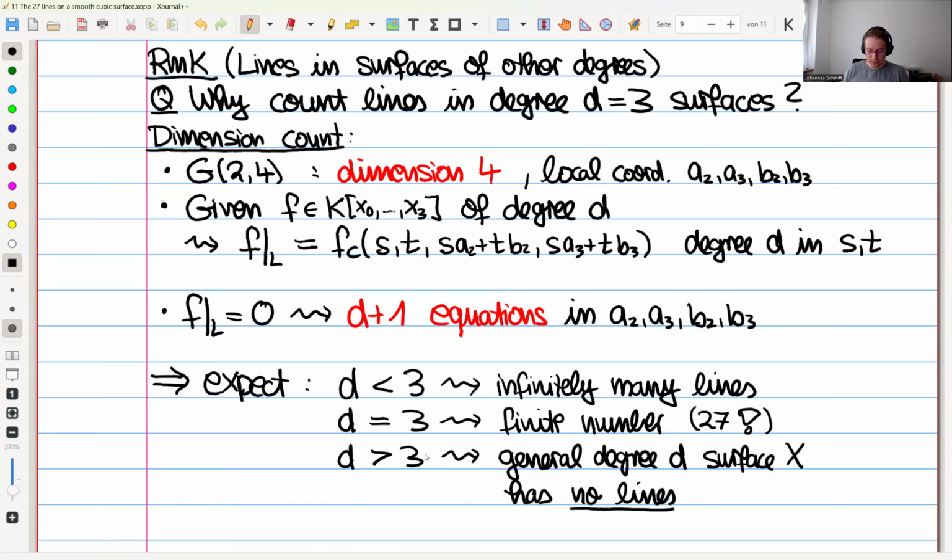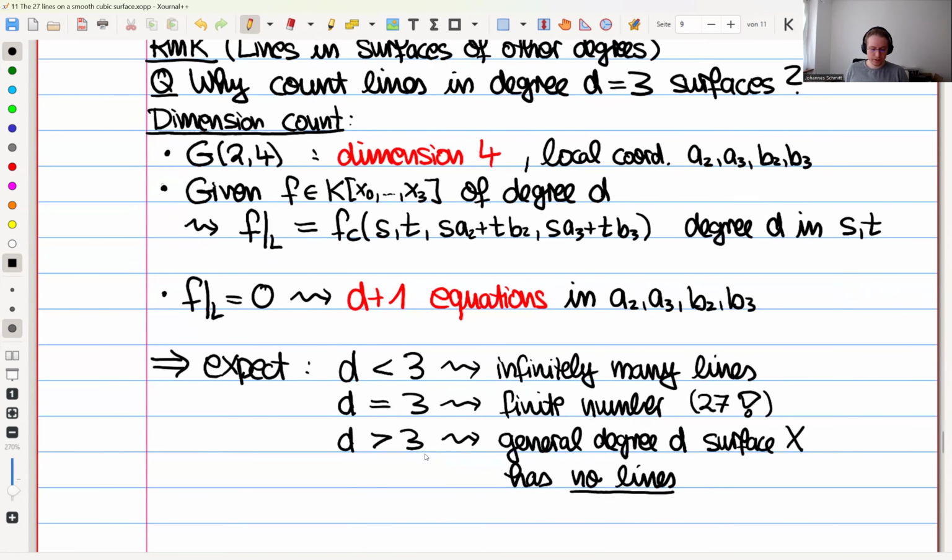Okay, so this was the treatment of these 27 lines, and then in the remaining part, we're going to look more at this surface X itself and find out whether we can characterize how we actually get the surface X. Okay, so this is in the next video.